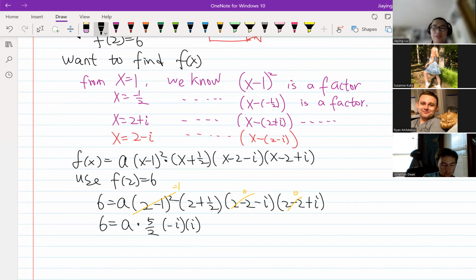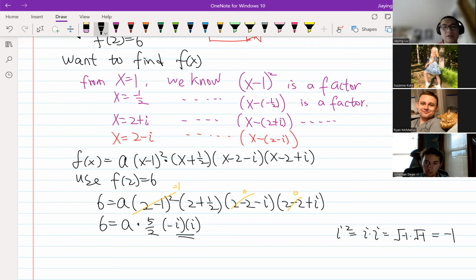And if you remember with complex numbers, i squared equals i times i, which is the square root of negative 1 times the square root of negative 1, which is just negative 1. So here we have negative i times i, so that's a negative of negative 1. So that's negative 1, but outside we still have a negative. So we get negative of negative 1, which is positive 1.